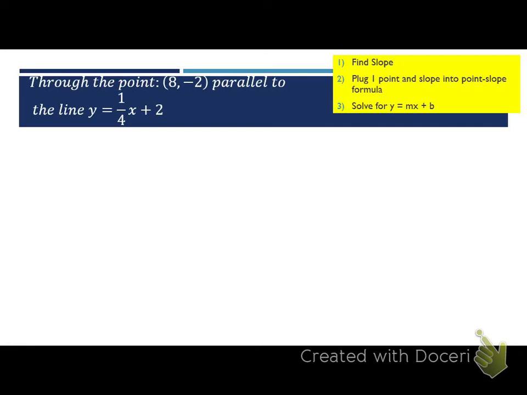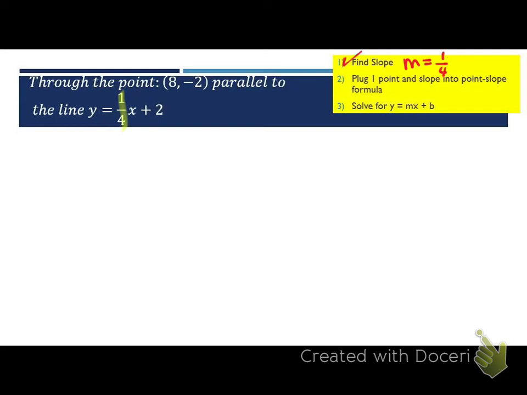So we want to write an equation of a line through the point (8, -2) that will be parallel to this line, y equals 1/4 x plus 2. So what do we know about parallel lines? They have the same slope. So is this written in a way I know the slope? Yes. What is the old slope? 1/4. What is parallel to 1/4? 1/4. So our new slope is still 1/4. Got that going for us.